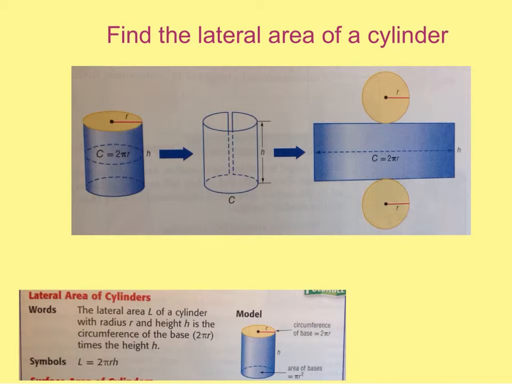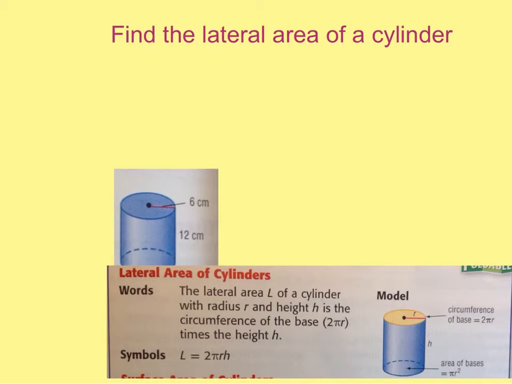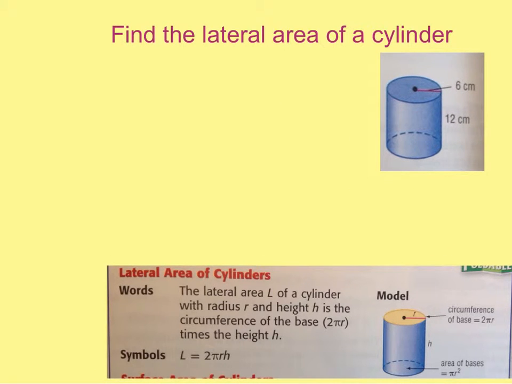So to find the lateral area of this cylinder, we're basically going to take the circumference and times it by the height. Now if you remember, we can find the circumference by either taking 2 times the radius and timesing it by pi, or taking the diameter, if I'm given the diameter, and timesing it by pi. So let's find the lateral area of this cylinder right here.